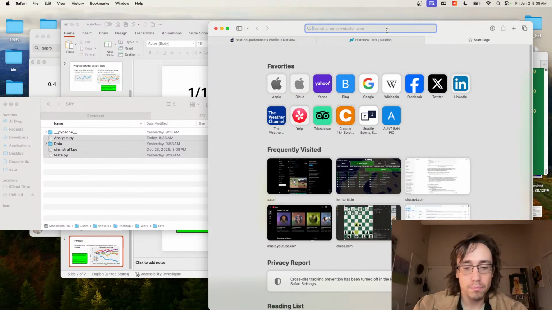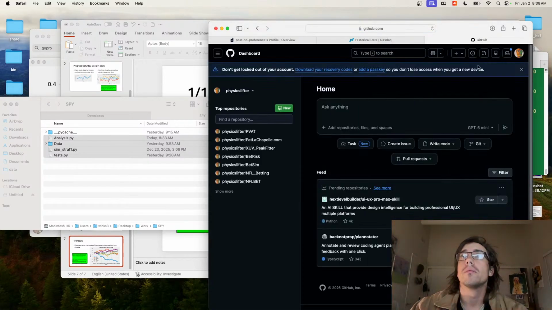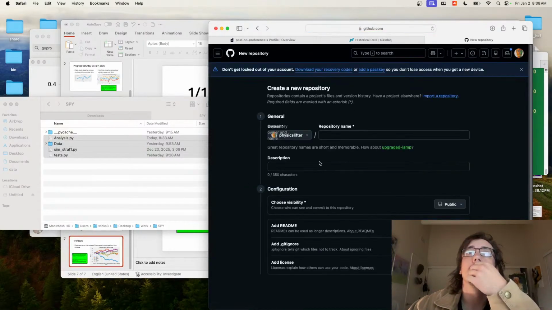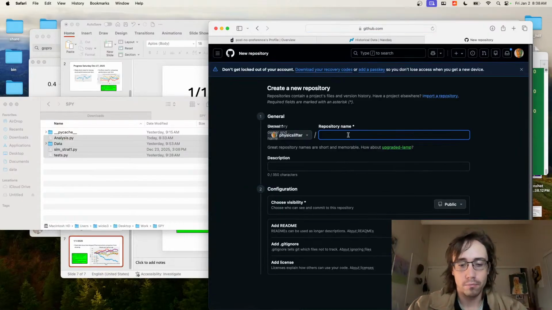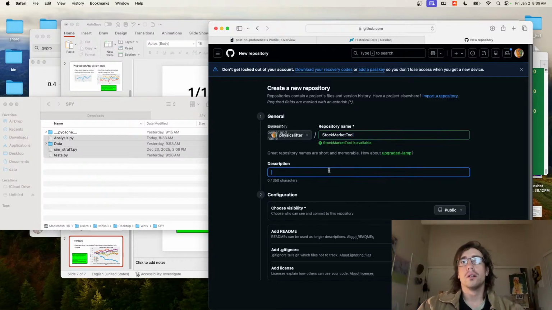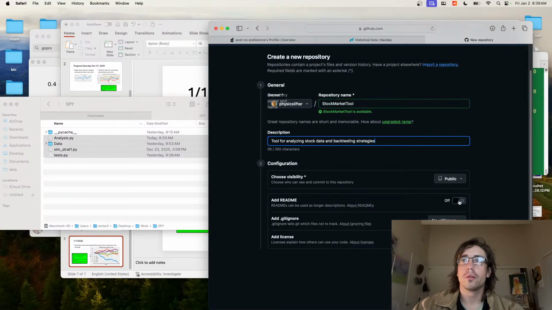Let's go to GitHub. New repository. Stock market tool. Tool for analyzing stock data and backtesting strategies. Make it public so anyone can see it.